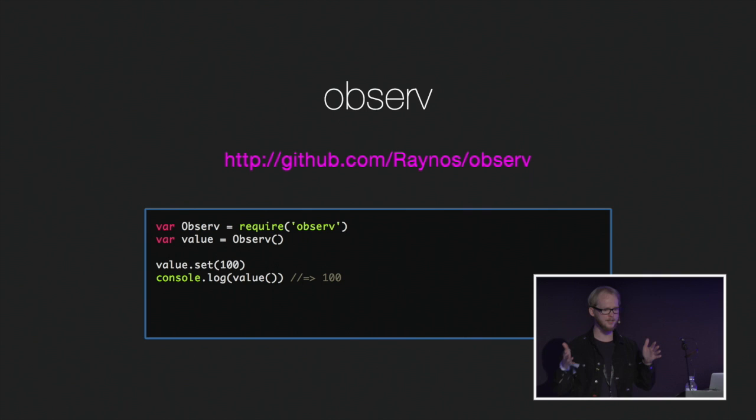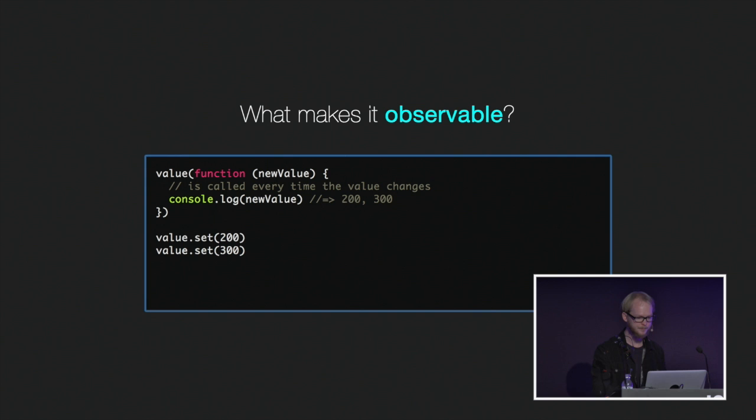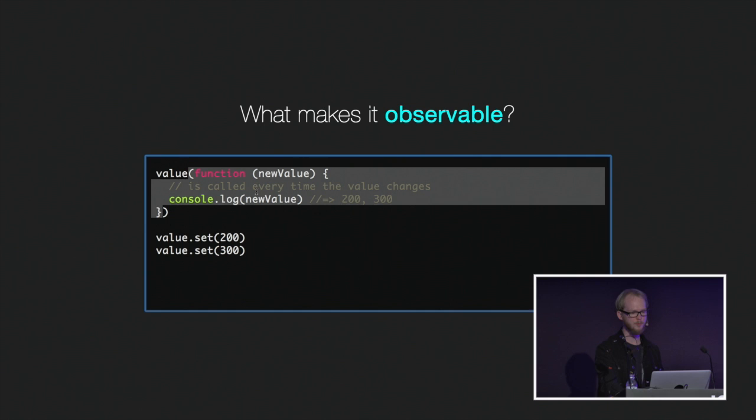So I'm a real fan of the observable pattern. And this is my favorite module for creating observable objects. It's just JavaScript, which is what I like about it. So really, what you're doing is you're creating a function. And you can actually set its value, or you can request its value just by calling it. And if you instead pass a function, it will call you back every time that changes.